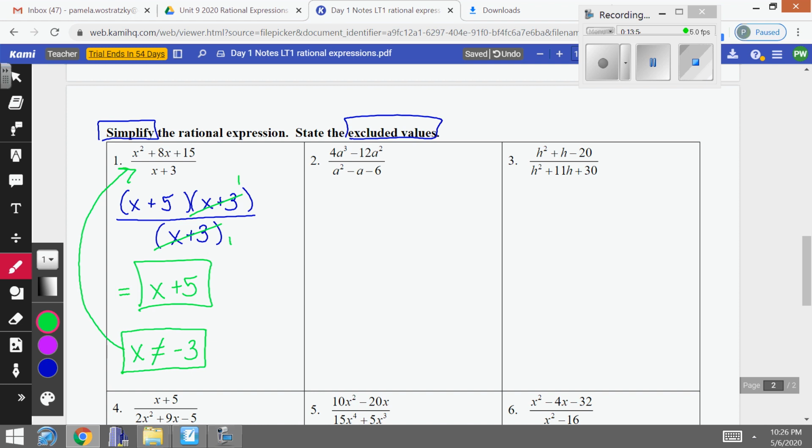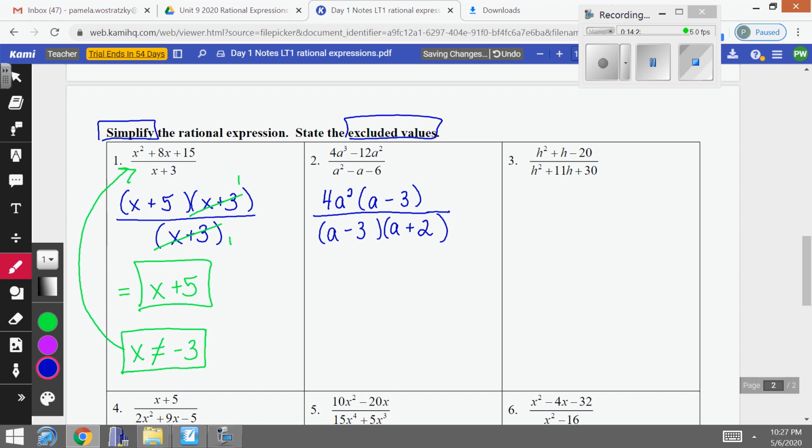We actually are going back to that original problem, the original problem that's in factored form, and we'll talk about that here in a minute. Okay, let's try another one here. So we factor. The numerator has a GCF of 4a squared, and I'm left with a minus 3. My denominator can factor as an a and an a. We want numbers that multiply to negative 6 but add to negative 1, so a minus 3 and a plus 2 right there.